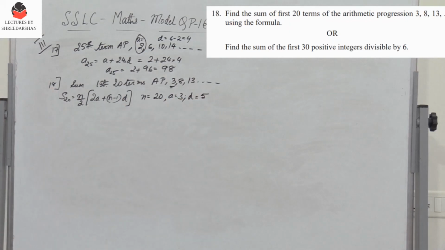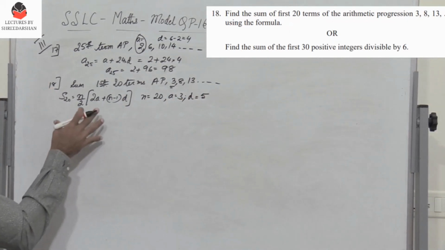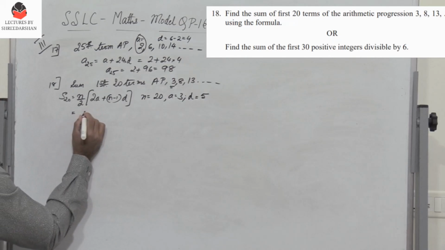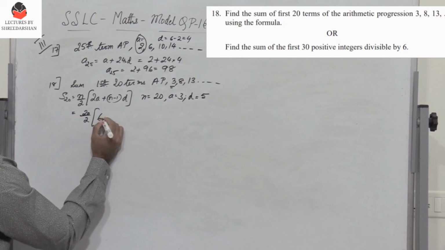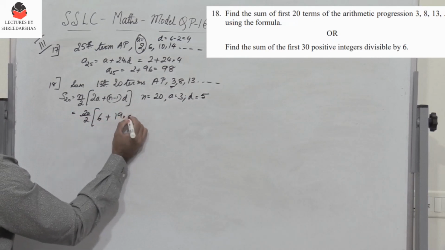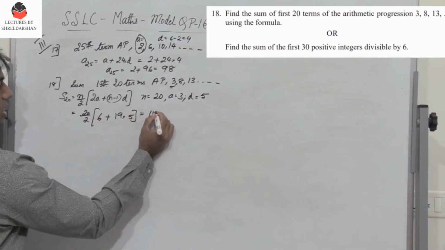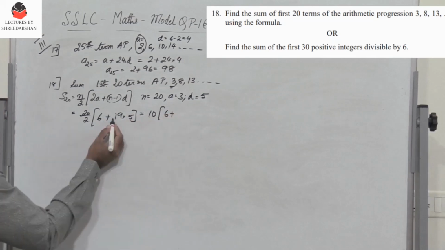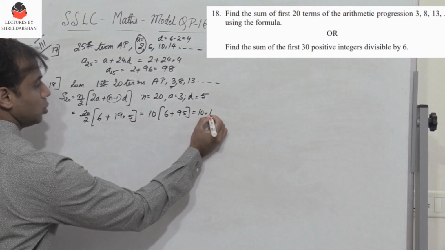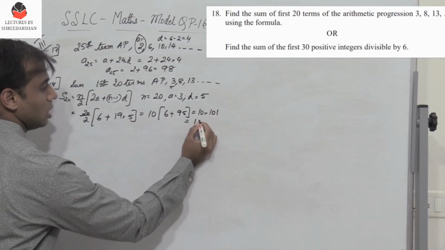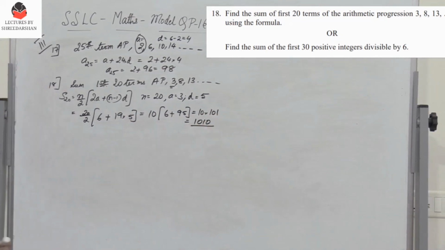Now I've got all the values, so let me substitute. I get 20 by 2 into (2 into a, which is 6, plus 19 into 5). So I get 10 into (6 plus 95), since 19 into 5 is 95. So I get 10 into 101, which gives me 1010. So the answer is 1010.